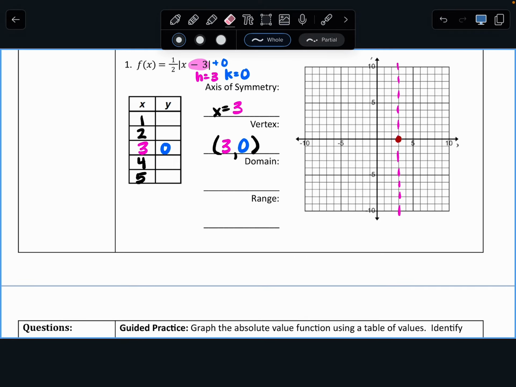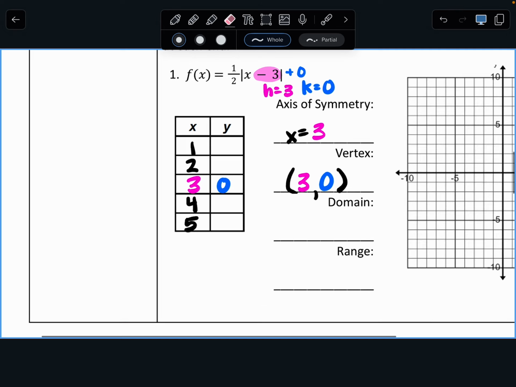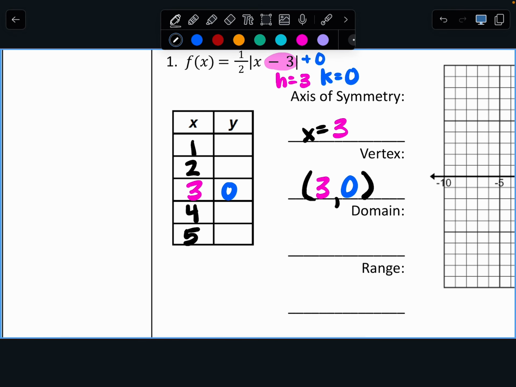So now I need to plug this in to fill in the rest of the table. Again, this is just my preference of how to do it: I'm going to replace the absolute value with parentheses here, and then solve the absolute value portion over here to the side. So I'm substituting in these x values here. I'm going to solve just the absolute value portion.